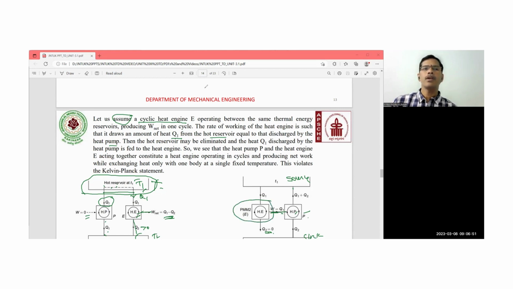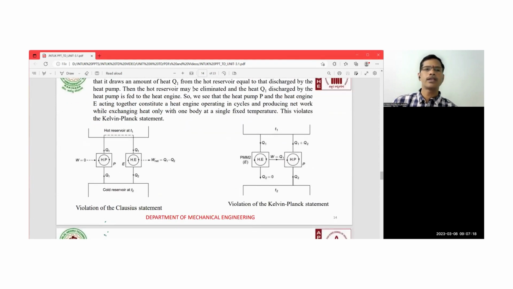So here, the first thing is the assumptions. You have to write the assumption. So let us assume that this is going to be operating between the source and the sink. Now whatever heat is rejected by the source, what is the necessity of maintaining one more reservoir here? One more reservoir means this is a violation of the Clausius statement.